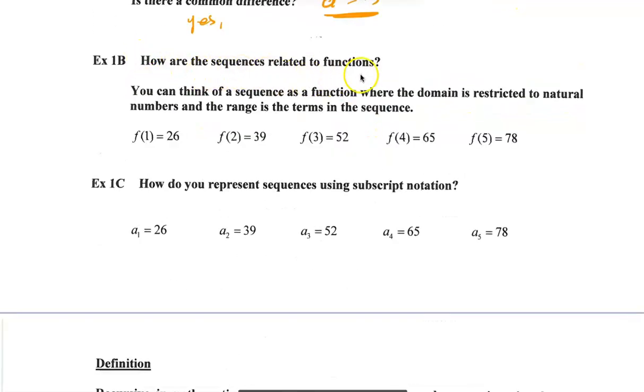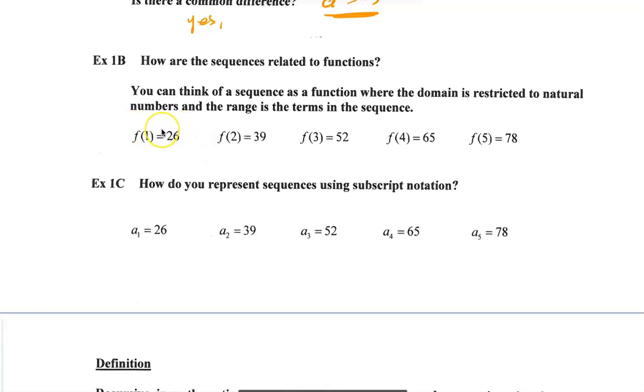How are sequences related to functions? Well, they're honestly kind of the same thing. You can think of sequences as a function where the domain is restricted to the natural numbers and the range is the terms of the sequence. Because in a sequence, we always start with 1, then we go to 2, 3, 4, 5. So that would be our domain of a function. And then whatever we get, the terms of the sequence will be our range. So they really are the same thing, just if we count the natural numbers. If we're going by natural numbers, that's our domain.